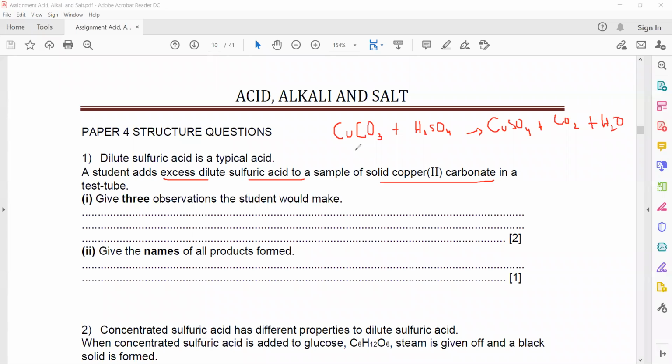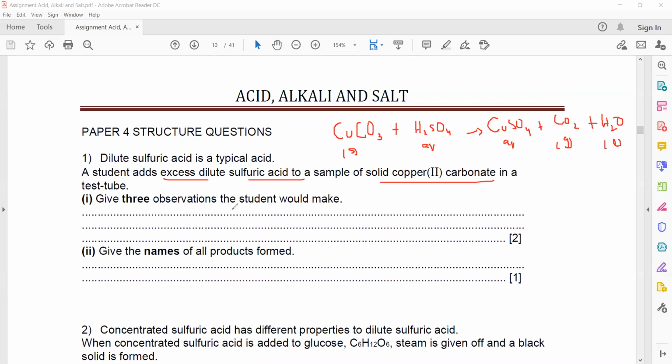And if I write the state symbols, metal carbonates are solid. Sulfuric acid, all acids are aqueous. Copper sulfate is a soluble salt. Most sulfates are soluble except barium, lead, and calcium. Carbon dioxide is a gas and water is a liquid.